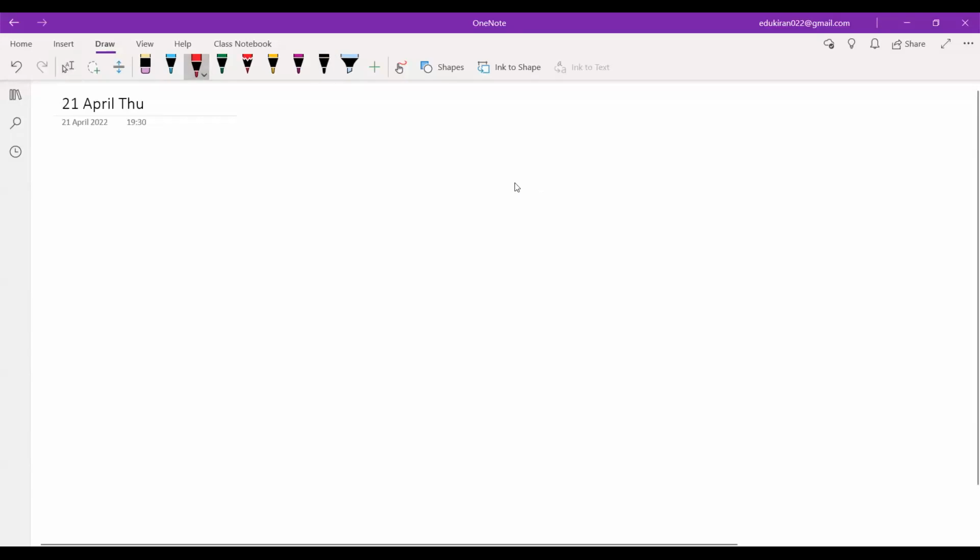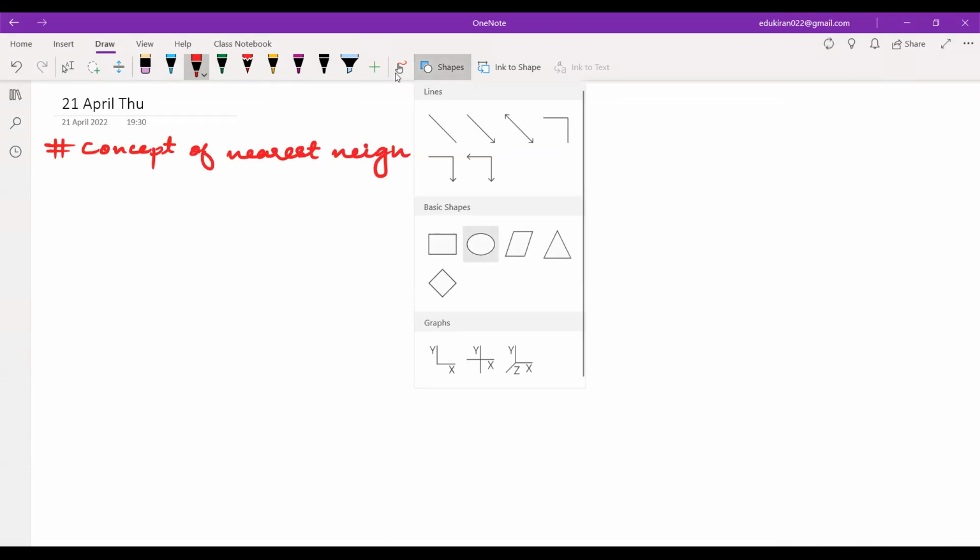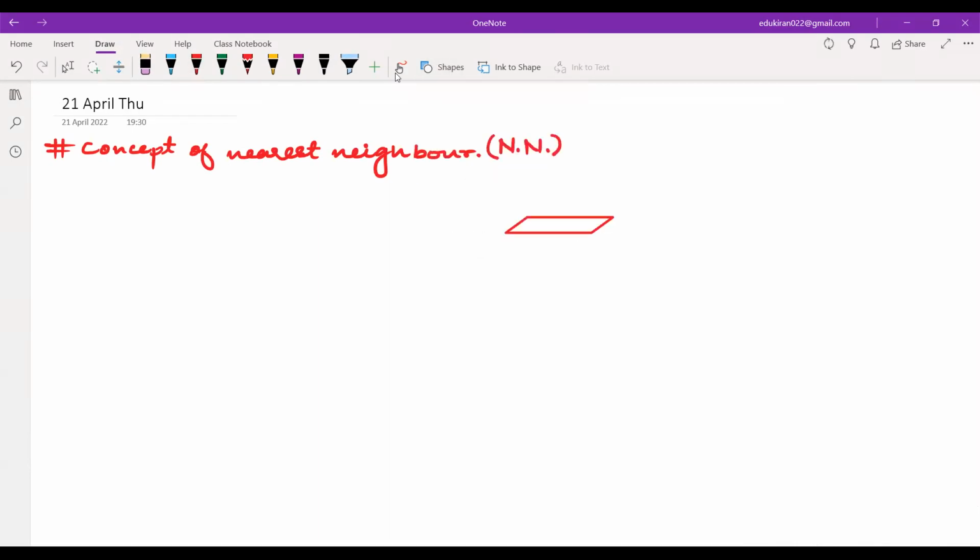There is one topic which is the concept of nearest neighbor. I will be saying nearest neighbor as NN from now on. For this, I will be talking about the nearest neighbor of different types of unit cell. One of them is simple cubic. Then we will talk about body centered cubic, and then the face centered cubic. Okay, so let me make those unit cells first.